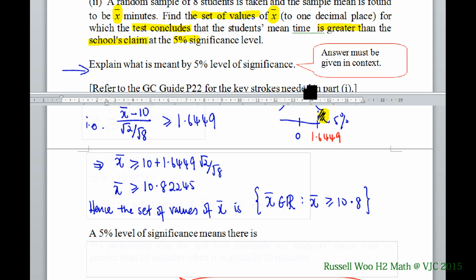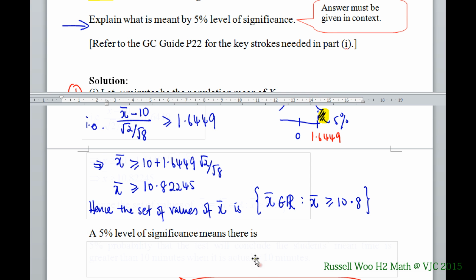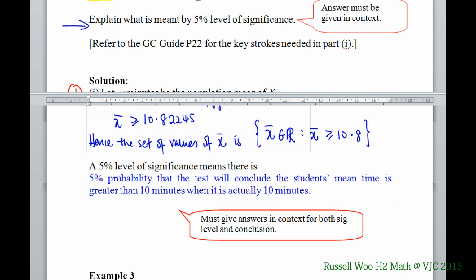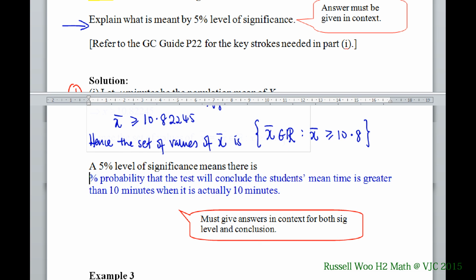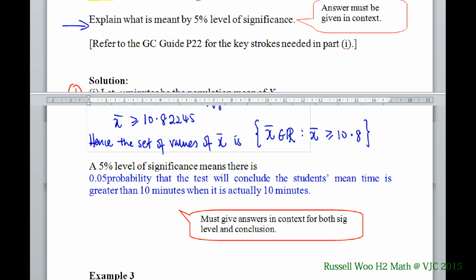So, therefore, (0.05). The level of significance is the probability of rejecting H0 when H0 is true. Contextualize it. If they say it's student mean time, it is student mean time.